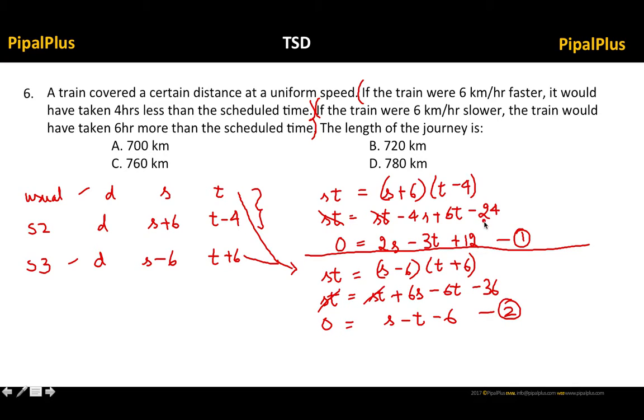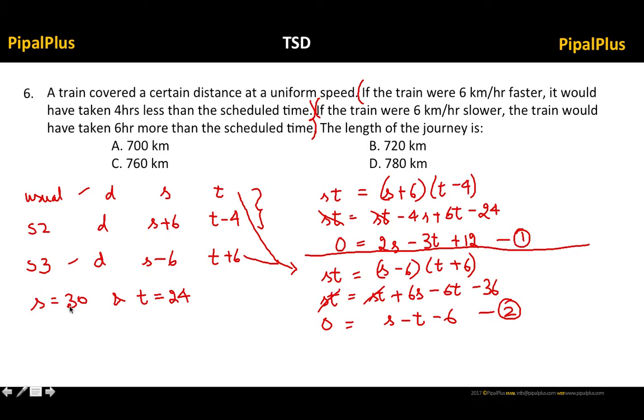So if you want to pause the video again and take a couple of minutes to solve these two linear equations, you will come up with the solution that s minus t equals 6, s is 30, right, and t is 24. Okay, so if you solve these, this is what you're going to get, 30 minus 24 being 6, and 2 times 30 minus 3 times 24 plus 12 is going to be also 0, right? So this is what you get.